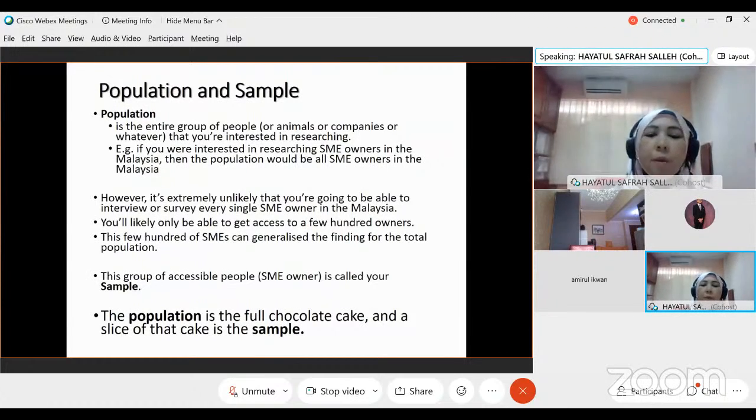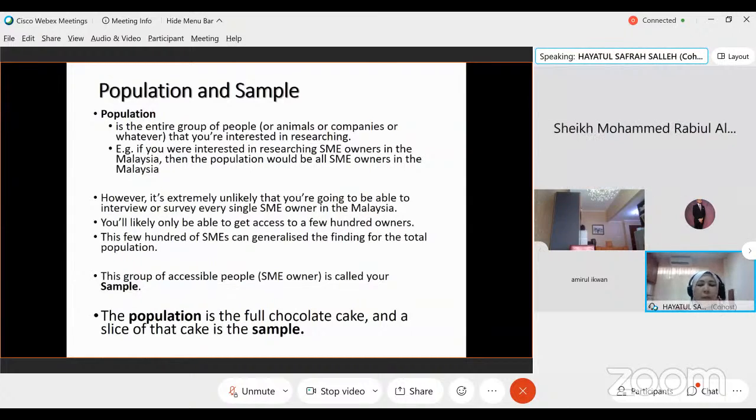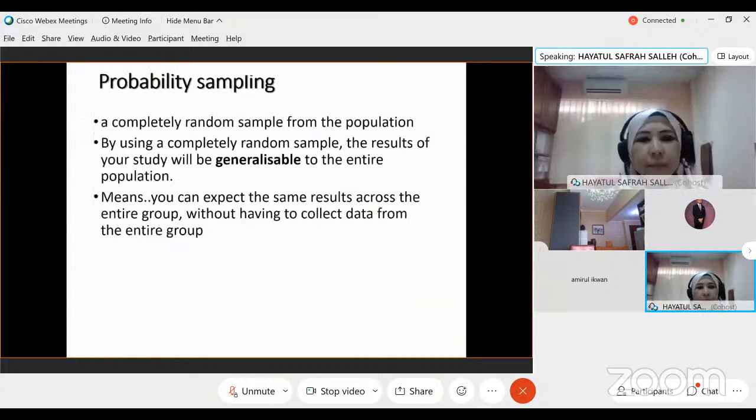So this group of accessible people, the SME owners, is called the sample. It's just like the population is the full chocolate cake, and a slice of that cake is a sample. So there is no need for you to collect data from the whole population, because you can generalize the findings from the sample to the population.